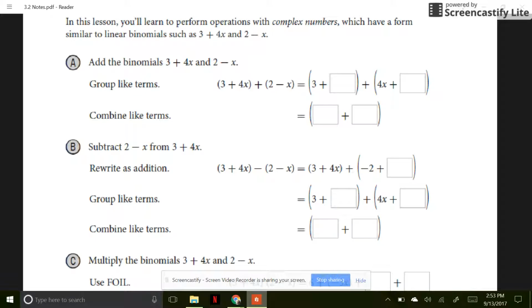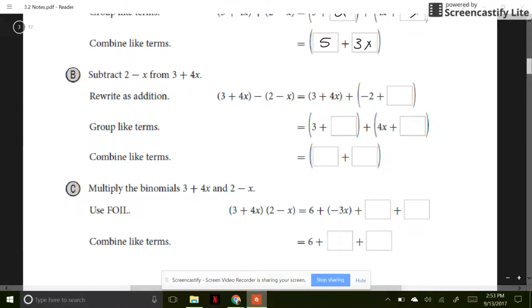Well, first thing you do is group the like terms. So you take all the constants, that'd be 3 plus 2, and then we take all of the terms with the x's, that'd be 4x plus negative x. Add the whole numbers, 5, add the x's, you get 3x. How would we subtract? We do the same thing. We rewrite it as an addition, so that would be negative 2 plus x. Then again, we do the grouping, 3 plus negative 2, 4x plus x, and combine the terms: 1 plus 5x.